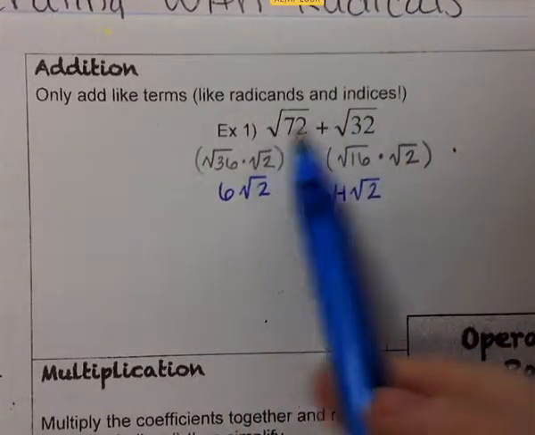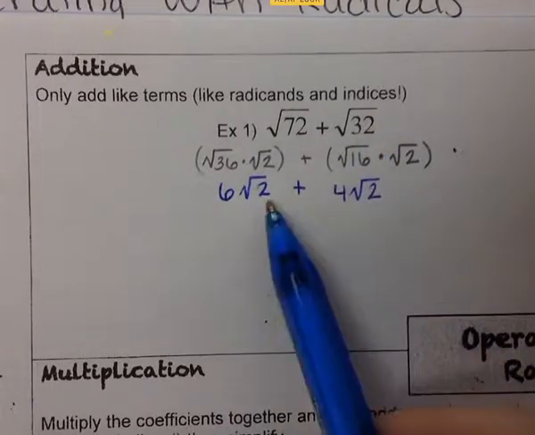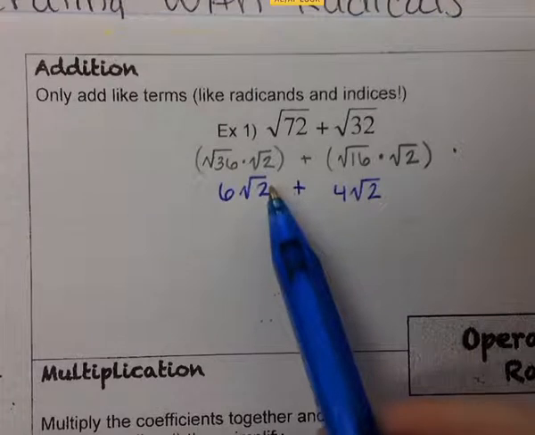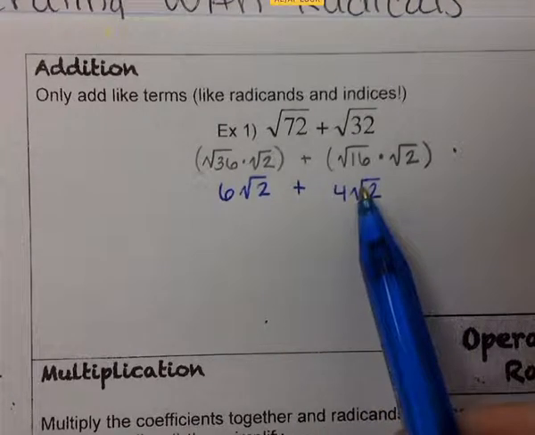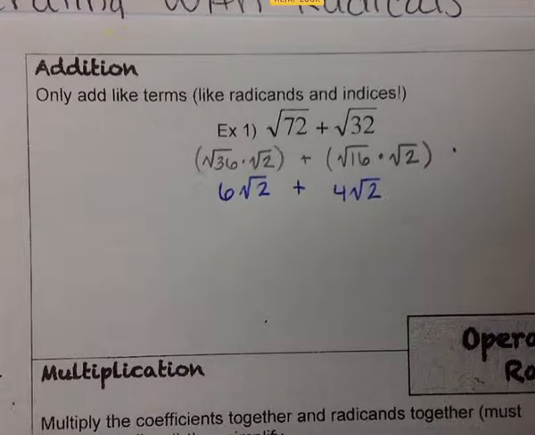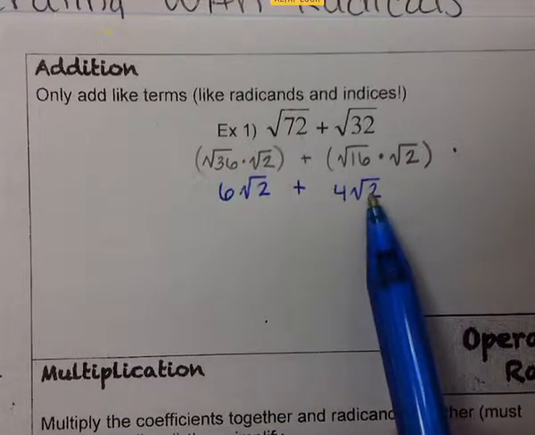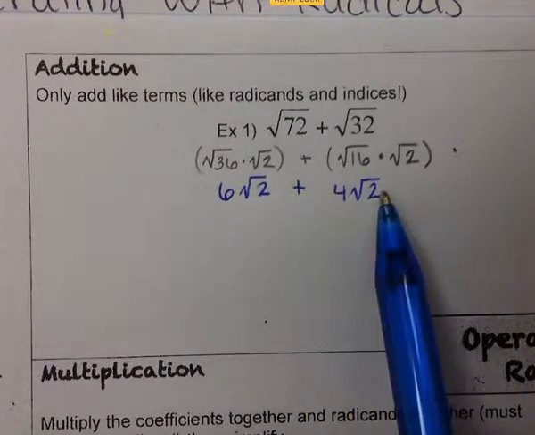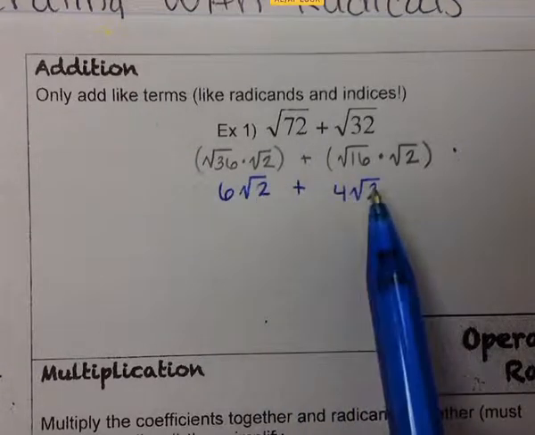They originally did not have like radicands, but now they do. They both have the same radicand of 2, and they both have the same index of 2. So they both have the square root of 2. Now this is very similar to if I were adding variables. If this were, say, 6x plus 4x, I would not change my x's. My variables would stay the same, just like my radicals.